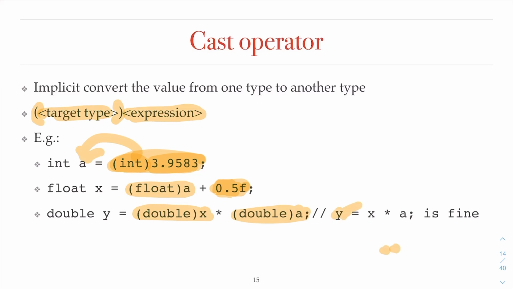If you just write y equals x multiplied with a, it's just fine, because the compiler will understand what you want to do, and it will cast your variables according to the operation you are using. For example, here x is a float number, a is an integer, so a will be cast to float. And x is a float multiplied with a, which is also a float. The result of this one is double. The type of return is double. And that's easy for you, right?